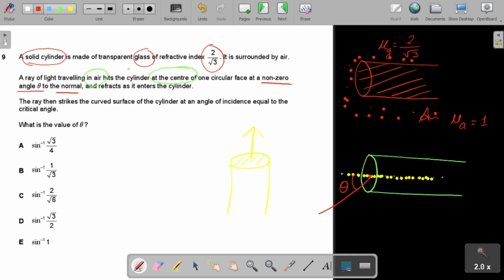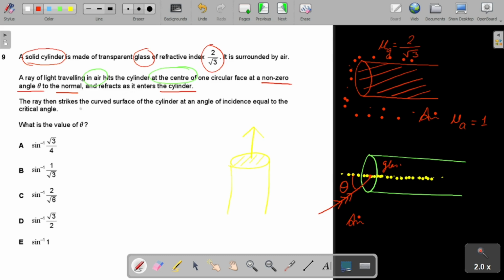And it refracts as it enters the cylinder. So when a ray of light encounters a change in medium, it goes through refraction. Outside this cylinder there is air, inside the cylinder is glass, and it is going to encounter a change in medium, so it will suffer refraction, right, as the question says as well.